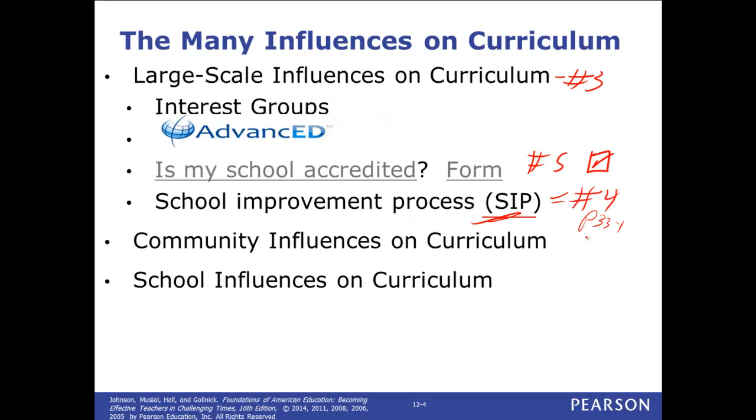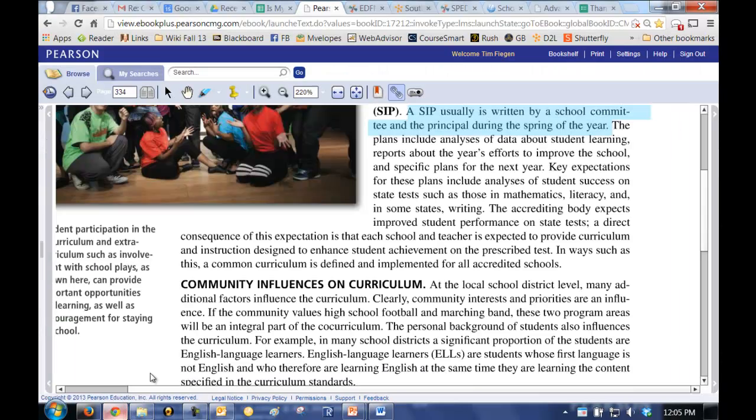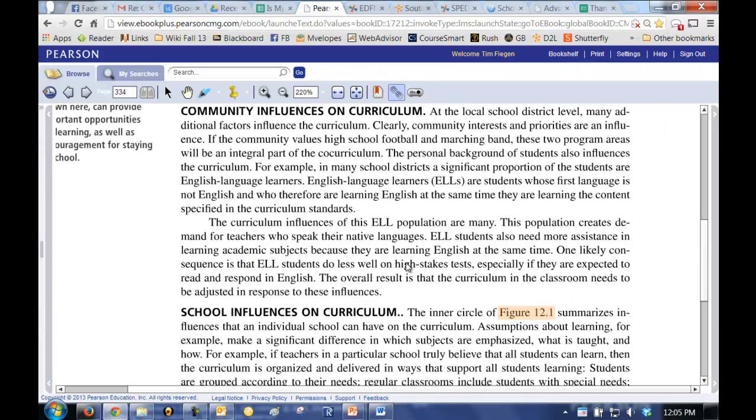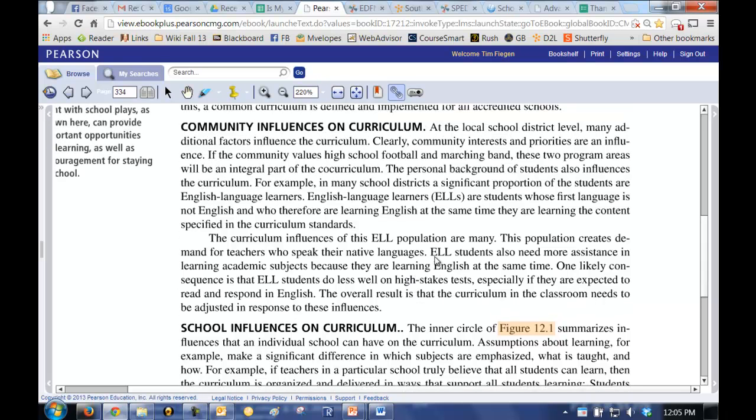Yes, and now number 6, not number 6 yet. Let's go look at this community influence. Okay, what are the community influences of this? Well, it depends what kind of community you have. Clearly, your interests and priorities influence this. Like it talks about high school football and marching band. Your schools focus on those things. It used to be you could kind of look at, are you a mining town, a manufacturing town, those kinds of things. But unfortunately, that's kind of been ripped from us a little bit with the national curriculum.